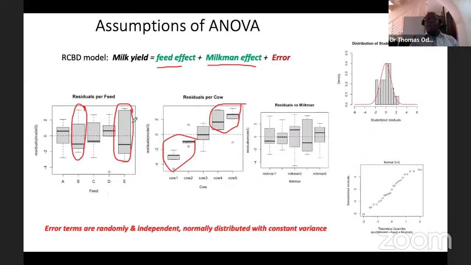The reason is that you cannot compare a group where there's less noise with a group with a lot of noise. That means you're going to get yourself into problems. And that's why the assumption is made about equal variances.